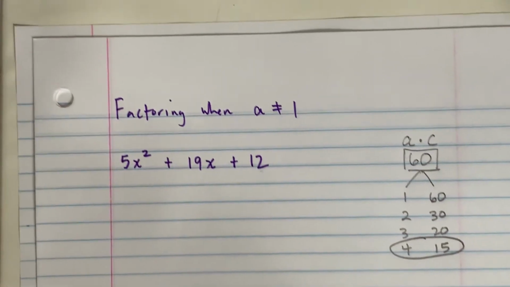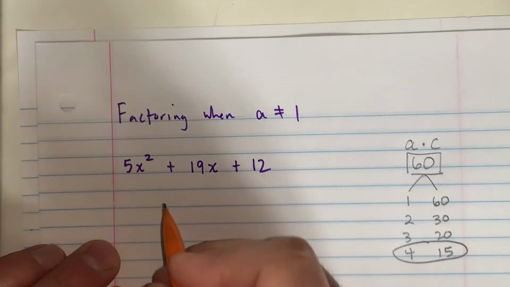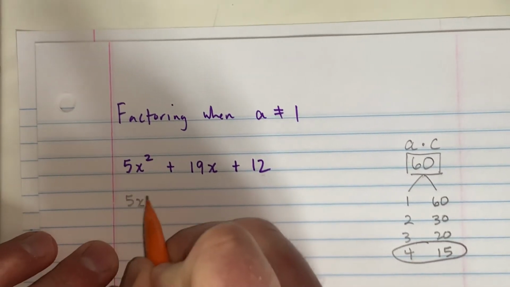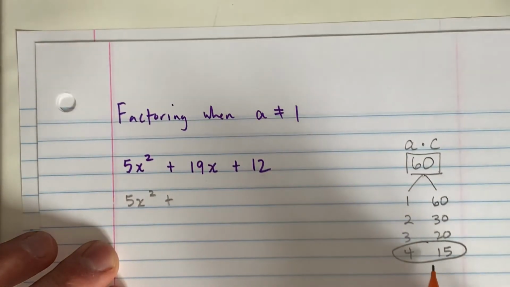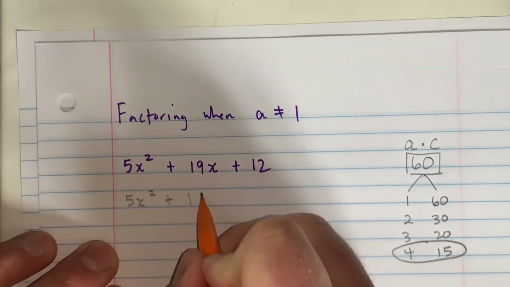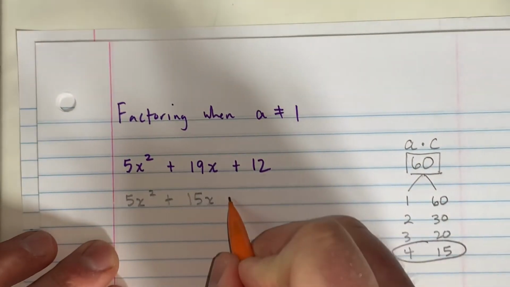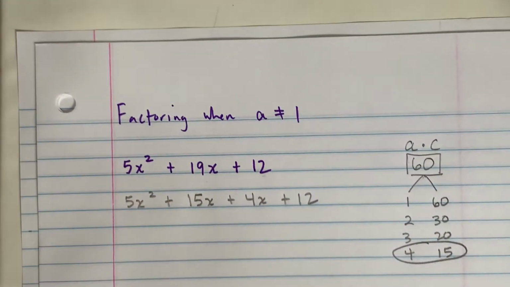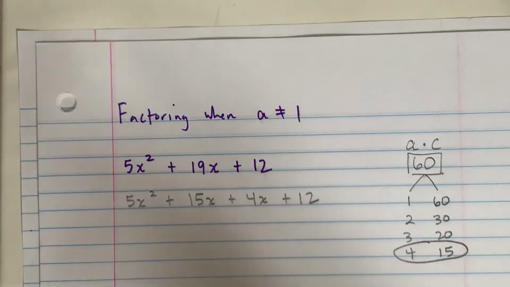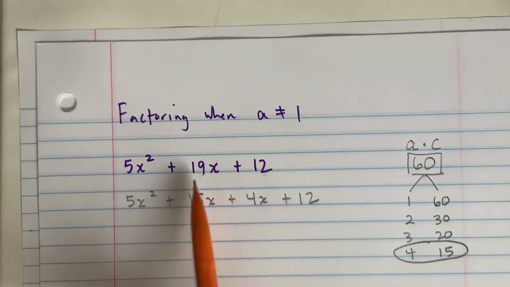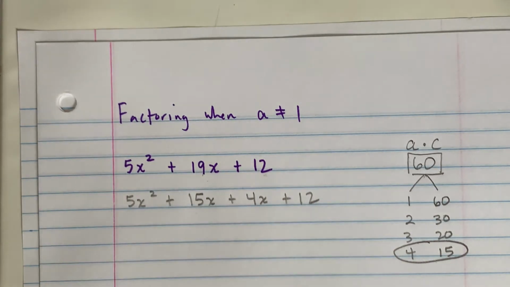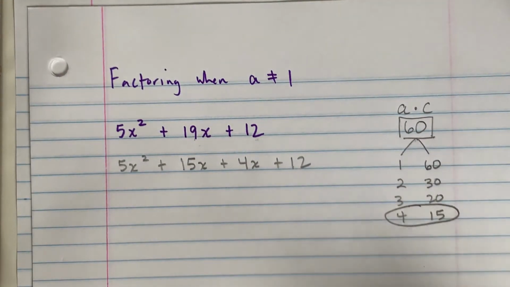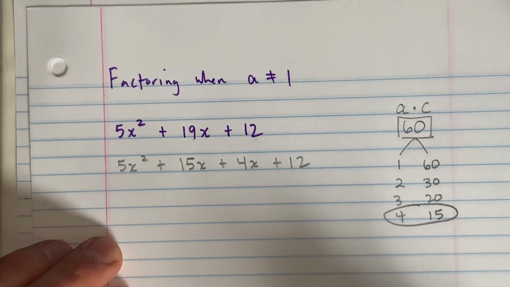Now watch what I do here. I don't list it out like we did before. I'm going to rewrite this equation, but I'm going to use the factors. So I'm going to put 15x plus 4x plus 12. All I've done is make this 19x into 15x plus 4x. This is an equivalent equation. I haven't changed anything other than that middle term. It's identical, the same. Why did I do that?